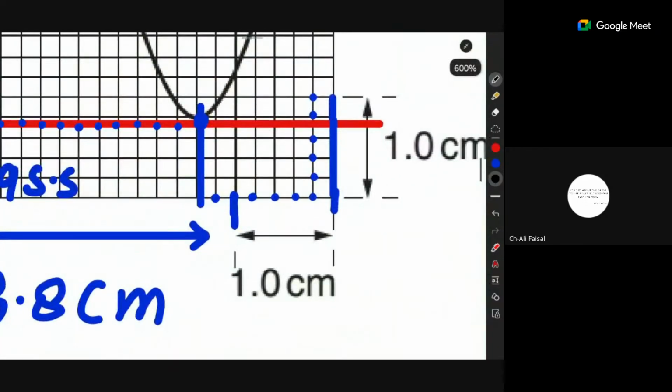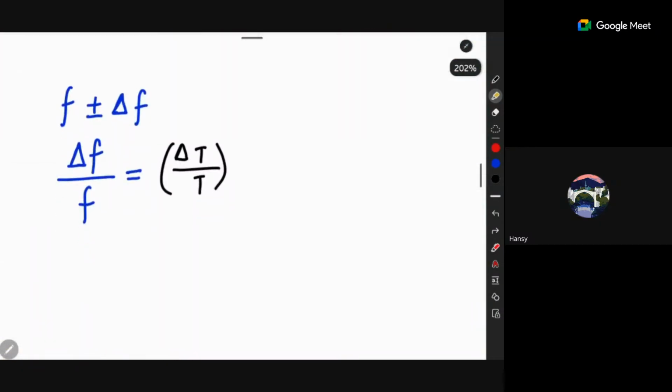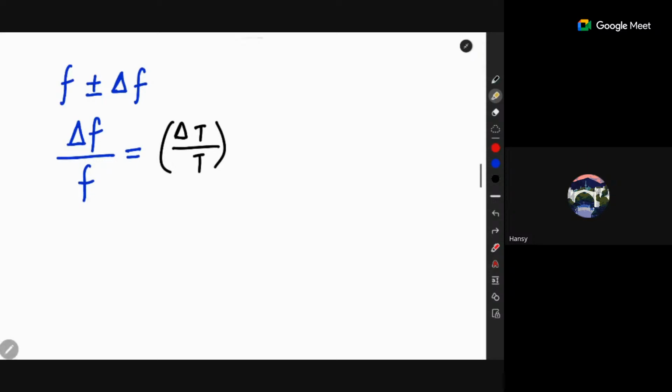It is 1 centimeter. 1 centimeter is represented by small squares. So what is this equal to? Can anybody tell me? 0.2 centimeter. Exactly. So this is basically the uncertainty in my value, the absolute uncertainty in the time period. You got the point?